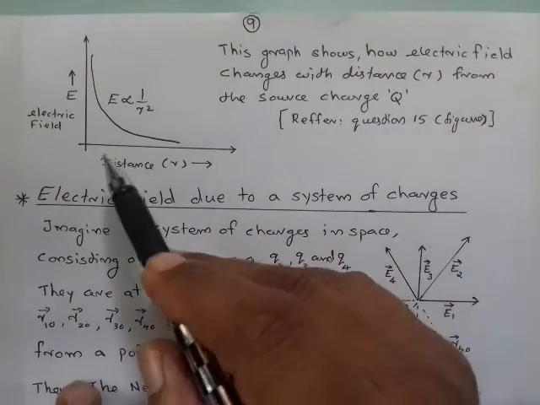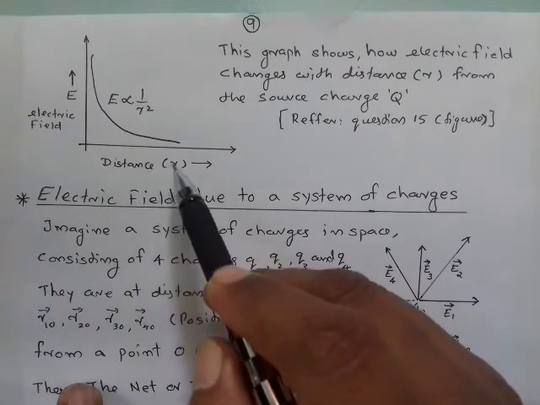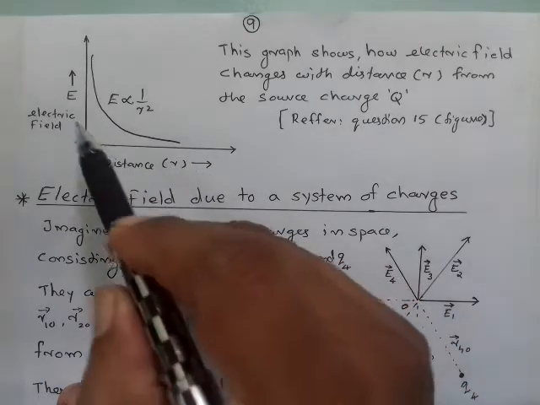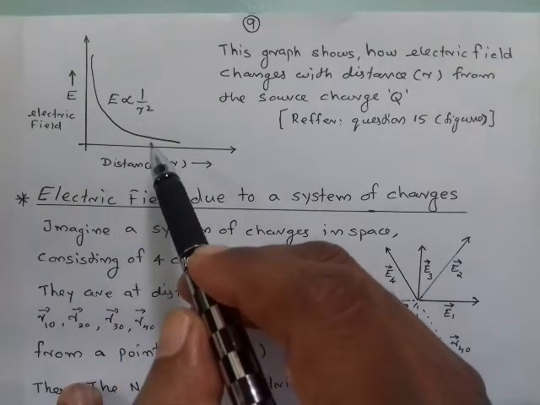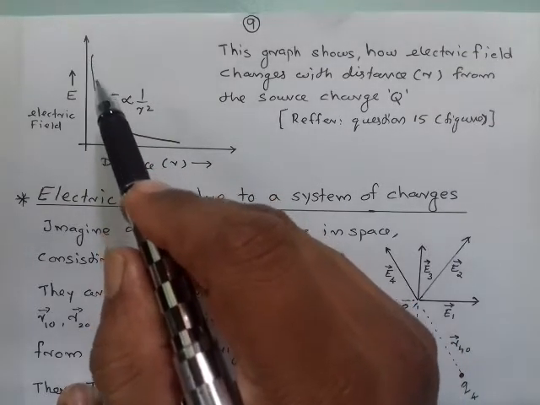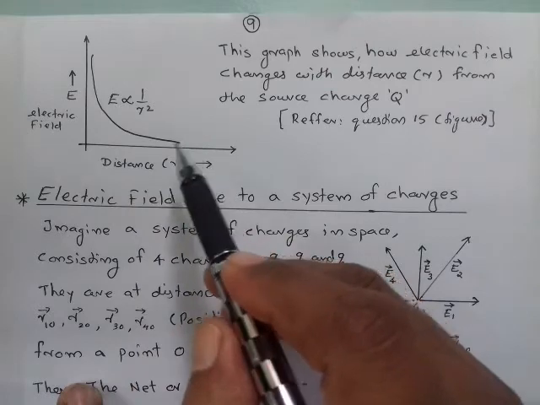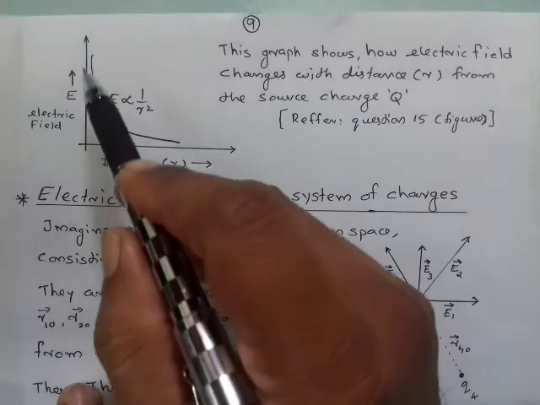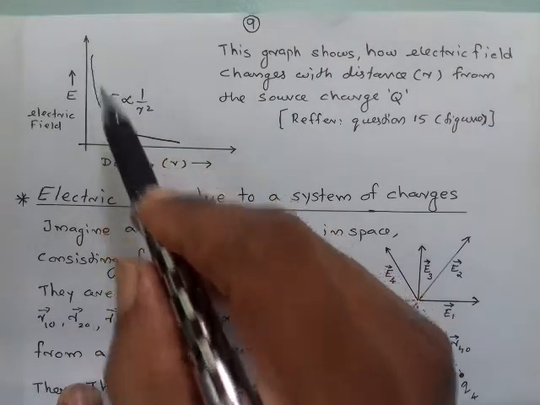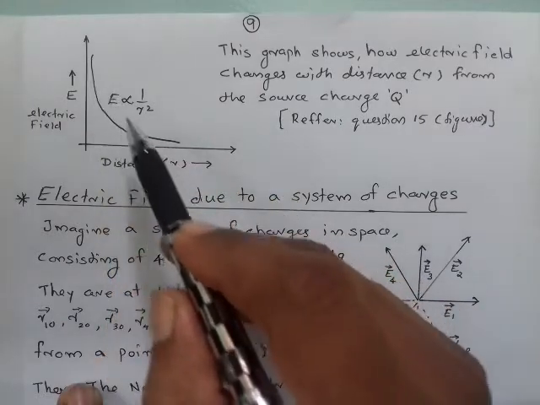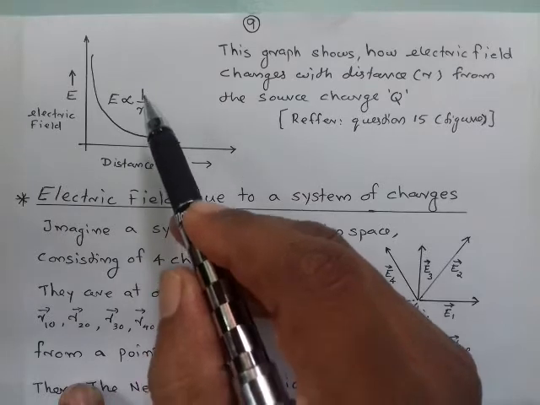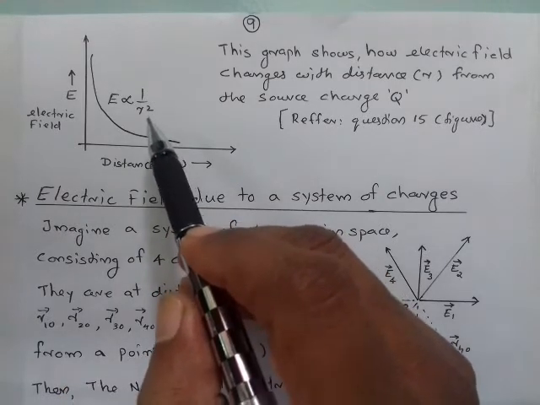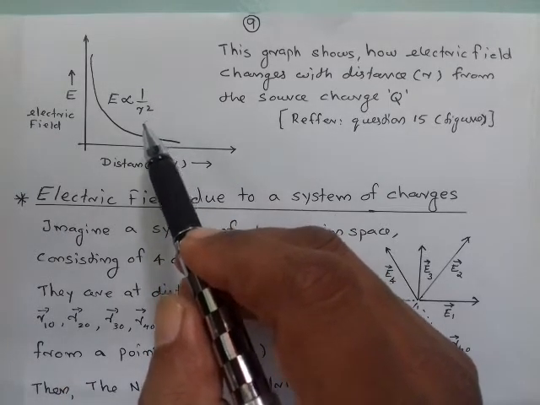So this graph shows that as r value, this is r along the x-axis, electric field at that point is E. As r increases, electric field gradually decreases. At a small distance r, there is a high value of electric field, and as r increases, the electric field decreases in an inverse square proportionality, inversely proportional to the square of the distance.